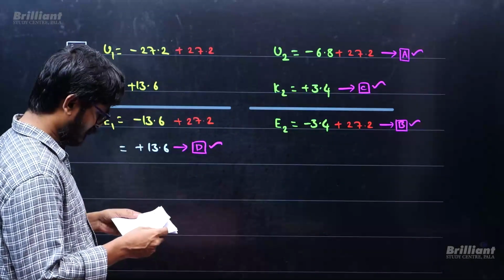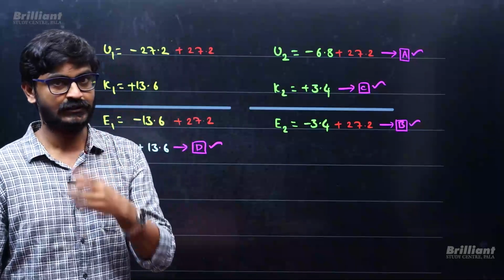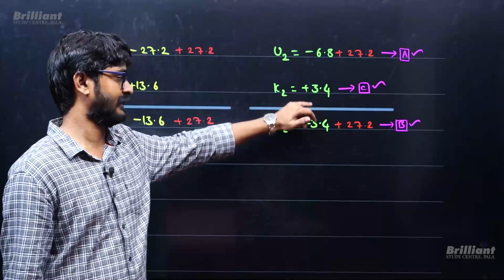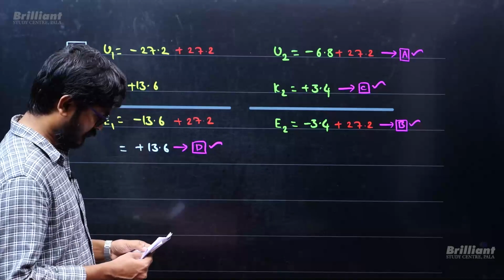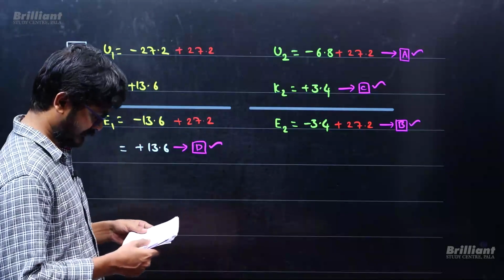Then option C, kinetic energy in the first excited state. Kinetic energy doesn't depend on this changing reference of potential. Kinetic energy is an absolute quantity, so kinetic energy will remain the same. Total energy in the ground state will become plus 13.6.